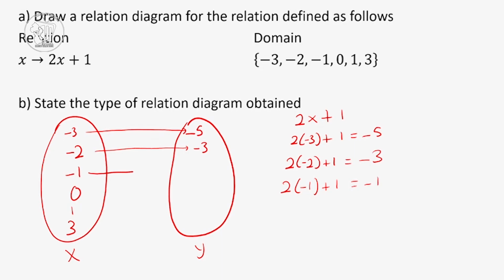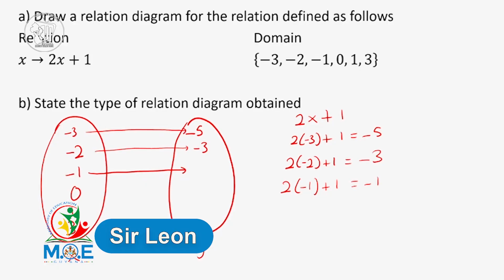So -1 will be mapped onto -1. Then we have 0. So 2 times 0 plus 1. 2 times 0 is 0. 0 plus 1 would be 1. So 0 will be mapped onto 1.